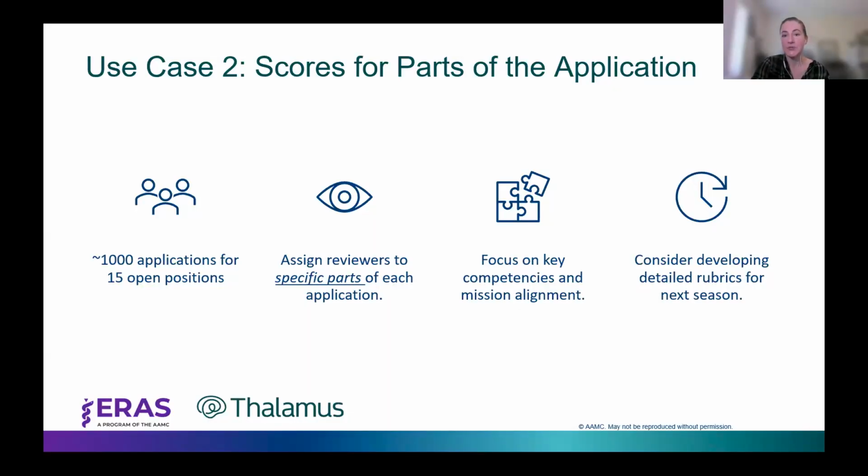So this program receives around 1,000 applicants for 15 open positions, and they assign reviewers to specific parts of the application. Like reviewer A is going to be looking at the personal statement and the letters of recommendation, whereas reviewer B always looks at the application and exam scores, just as an example. So for now, the program wants to focus their reviewers on evaluating general competencies and mission alignment in the content sections that they're reviewing. But depending on how the process works this year, they might consider developing some more specific detailed rubrics.